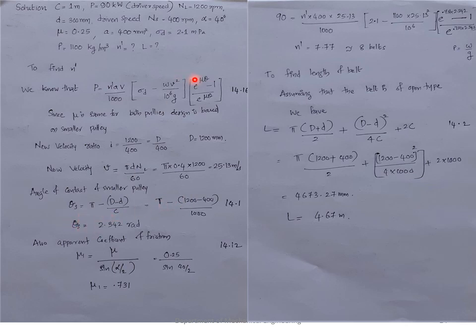And you need the mu value also. How to find the mu value? You will obtain it from 14.12. Mu dash, or mu s, is equal to mu by sine alpha by 2, and you will get the value of mu dash equal to 0.731, and substitute here, you will get n dash equal to 7.77, and you can approximate as 8 belts required. And how to find the length of belt? We have the basic equation available in data book 14.2, and substitute that value here and you can easily obtain the length of the belt.